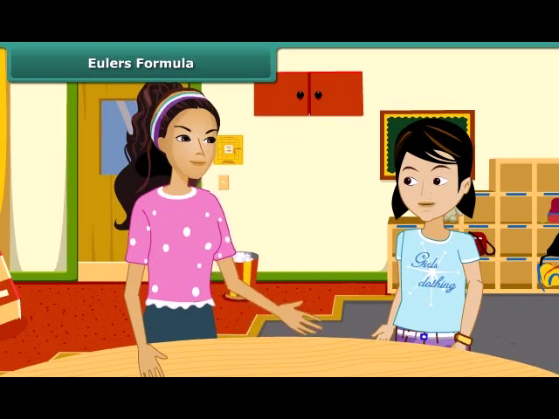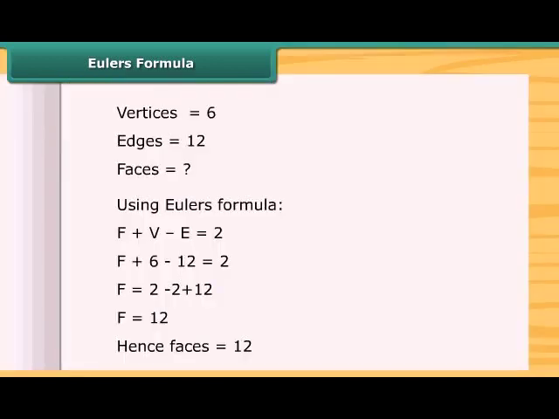And if the number of faces and the number of vertices are given, then can we find the number of edges? The 2 values are given. Then we can find the third value using Euler's formula. Here is an example.